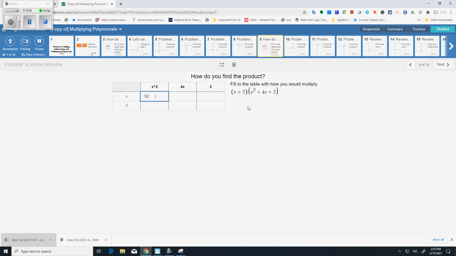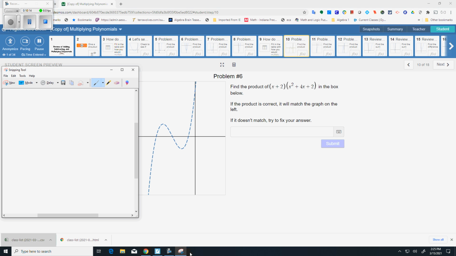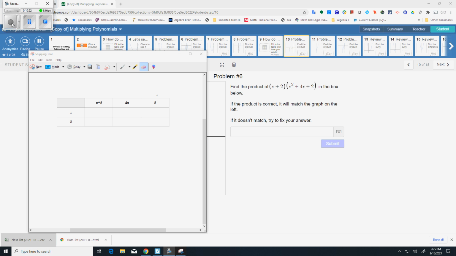And then this problem's on the next slide, so we're just going to go to the next slide and work it out. So we're multiplying x plus 2. Now we're multiplying. This is the same box that we just filled out on the last slide. We're just going to use it.